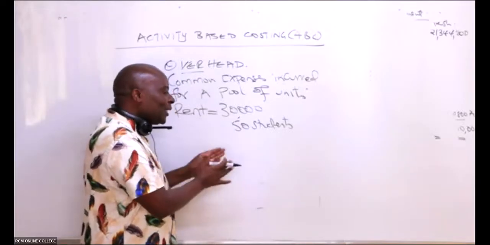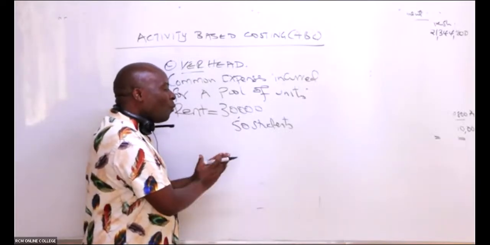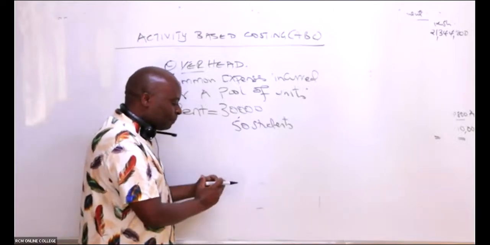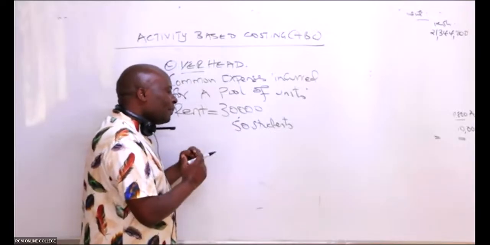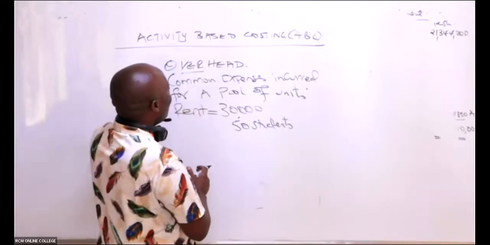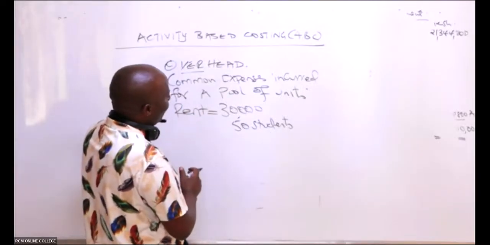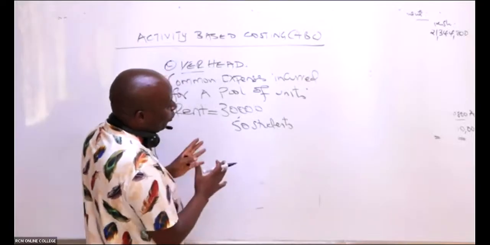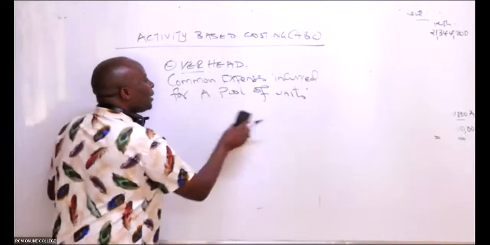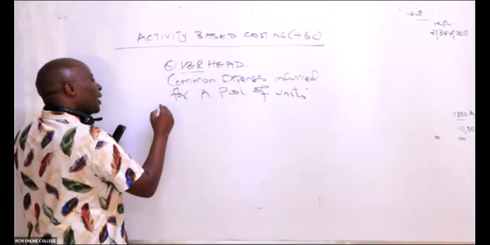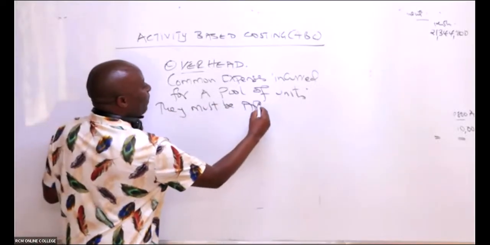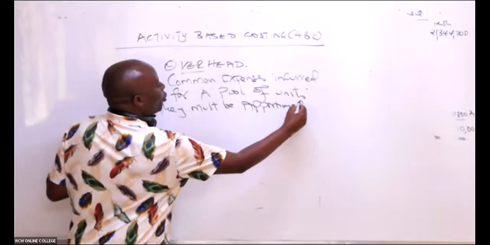At the end of the day, for pricing purposes, to know how much fees each student will pay for us to take care of our costs and make a profit, we need to apportion this rent. So overhead is a common expenditure incurred for a pool of many number of what here? Many number of units. Very important. So at the end of the day, these overheads must be apportioned to individual units.